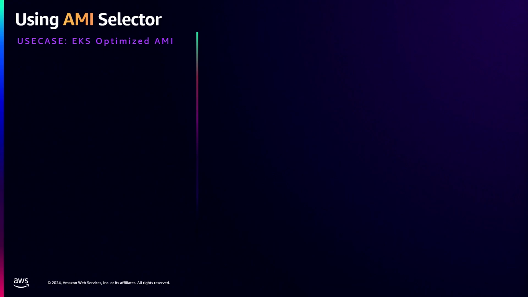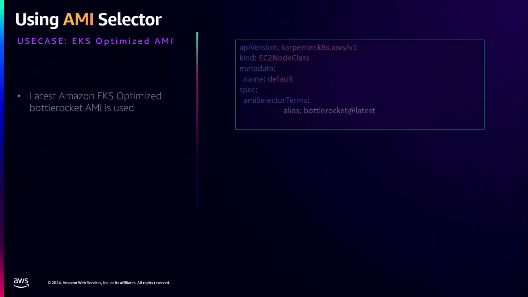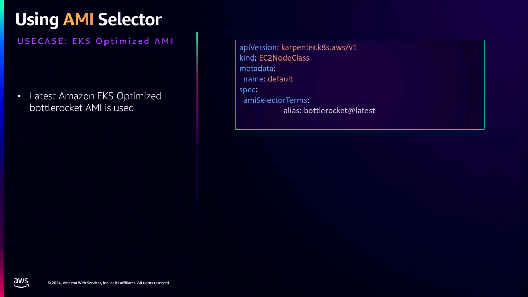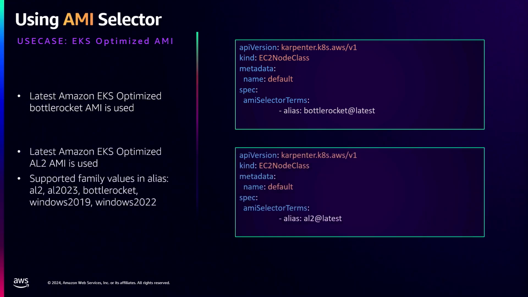So you can use AMI selector to select from different AMIs. Amazon provides you EKS optimized AMI out of the box. So to use them, in the EC2 node class, you could use something like alias: bottlerocket@latest. So any EC2 that this Karpenter provisions will run with EKS optimized AMI or bottlerocket with the latest version. Similarly, another example could be Amazon Linux 2@latest. The supported family values in alias are AL2, AL2023, bottlerocket, Windows 2019, and Windows 2022.